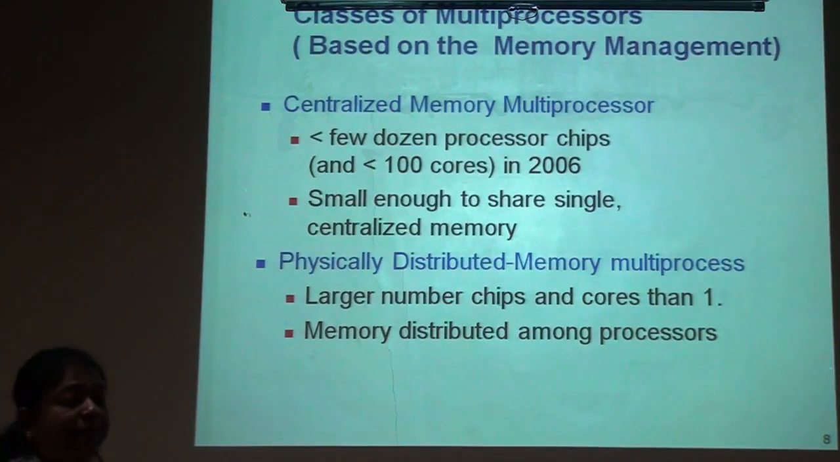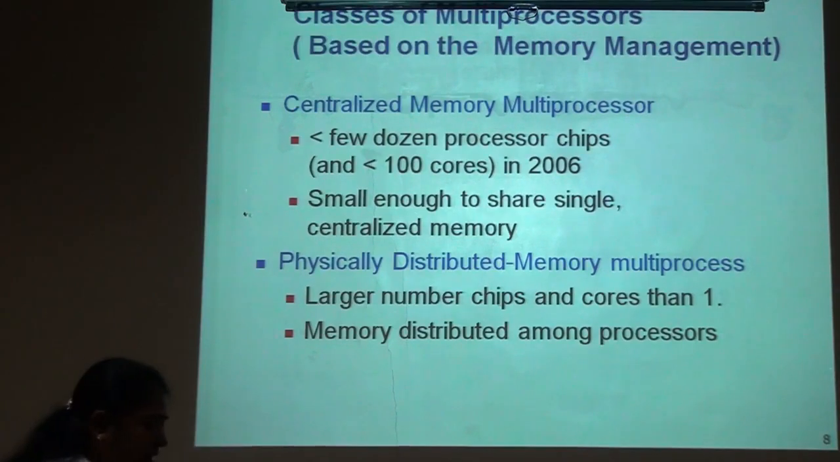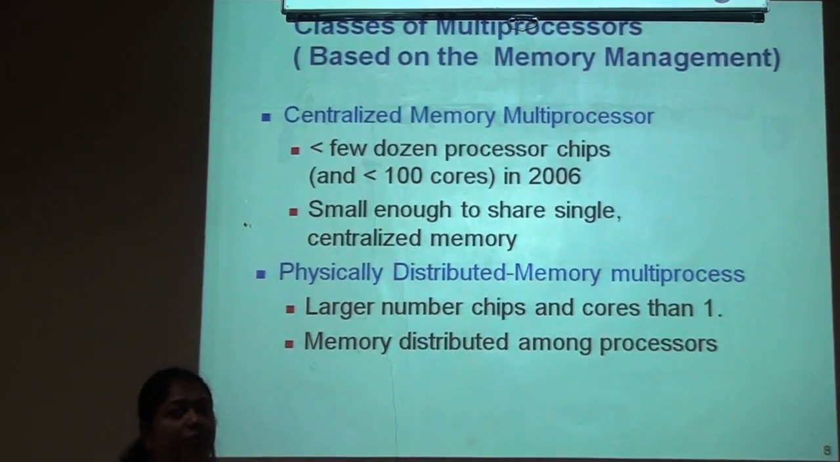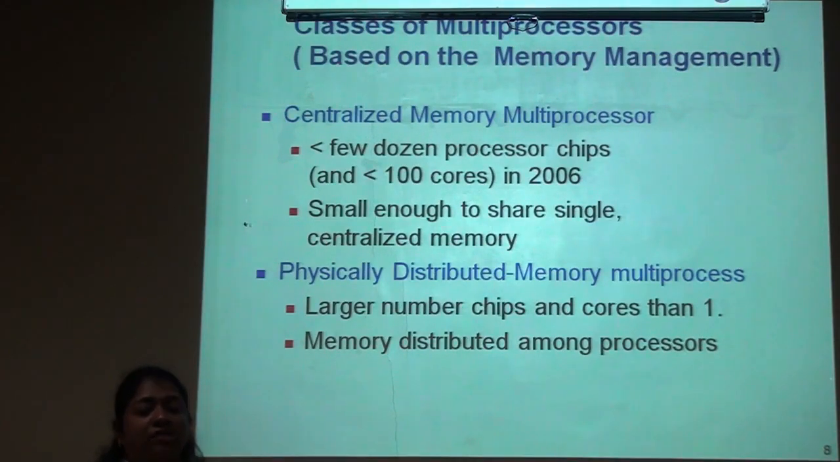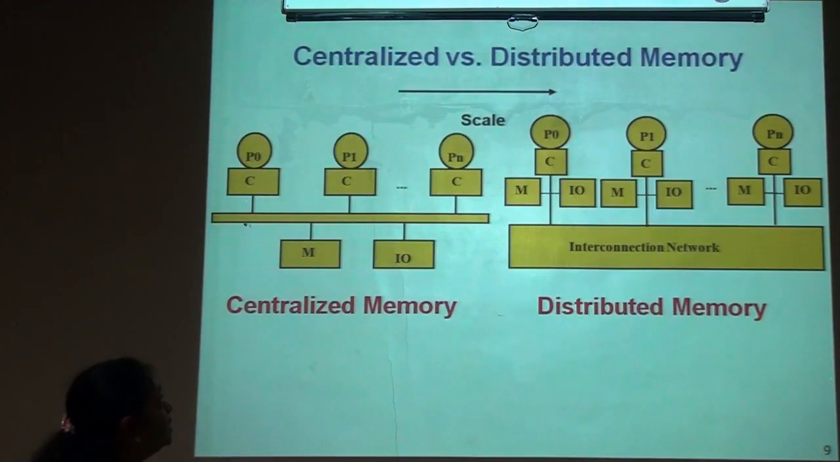So the classes of multiprocessors: two types of multiprocessors can be there. One is the centralized processor, another one is the distributed processor. In the centralized processor, we have a single common memory. In the distributed processor, every processor can have its own memory, and a separate cache also can be there. So this is the architecture.